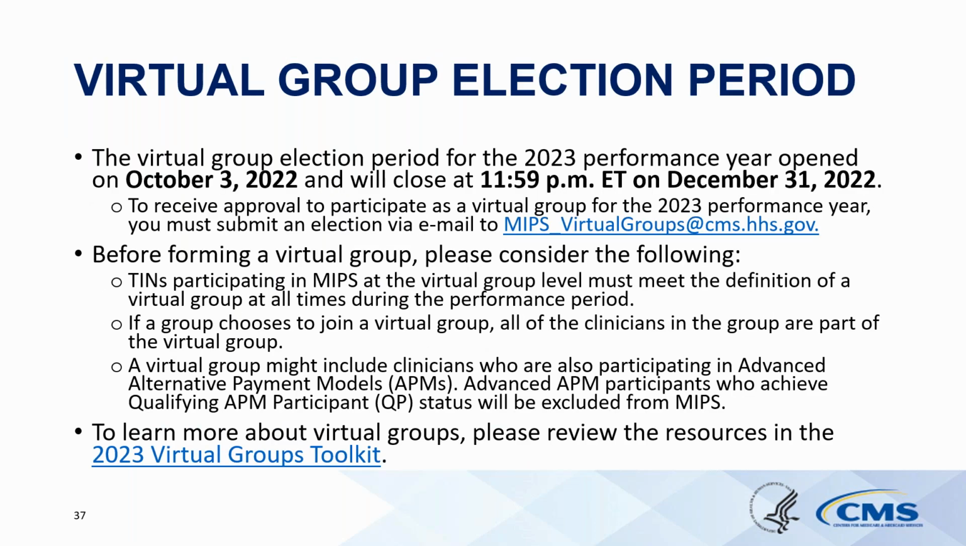Next up, virtual group election. So the election period for virtual groups for the 2023 performance year opened on October 3rd and will close at 11:59 p.m. Eastern Time on December 31st, 2022. You need to receive approval to participate as a virtual group, and you must submit an election via email using the email address mips_virtualgroups@cms.hhs.gov.